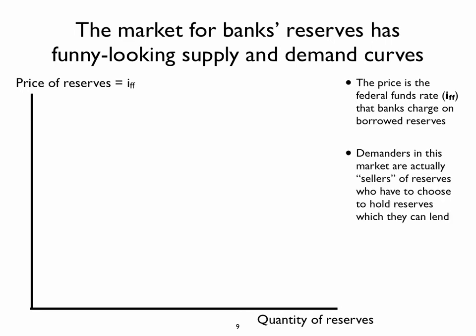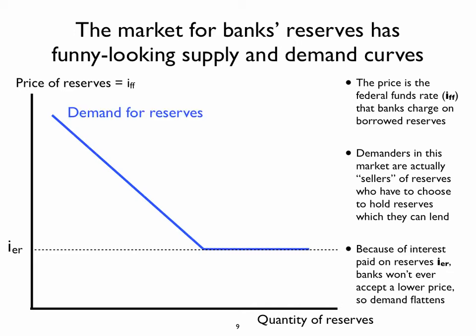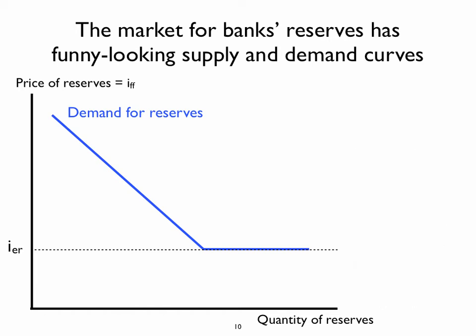Demanders in the market are actually the sellers of reserves who have to choose to hold reserves that they can lend out. And because of interest paid on reserves, banks will never accept a lower price than this interest rate paid on excess reserves. So demand will start high and then flatten out at this interest rate paid on excess reserves. Banks won't go for anything below that because they don't have to. They can get the interest rate paid on excess reserves.